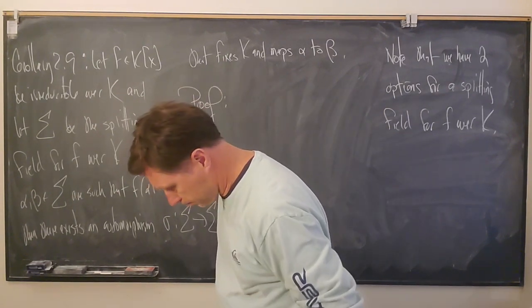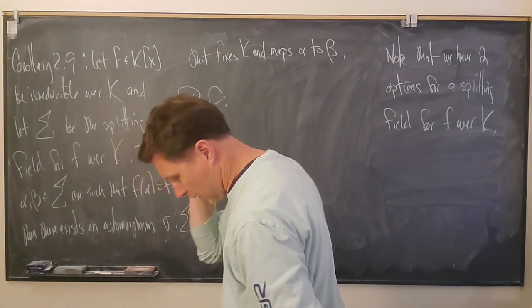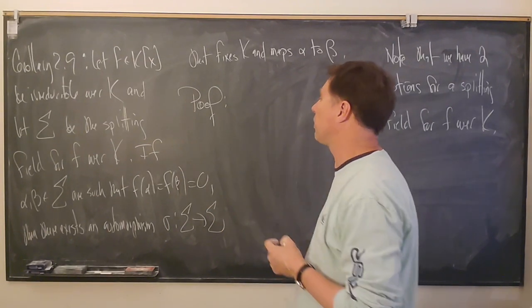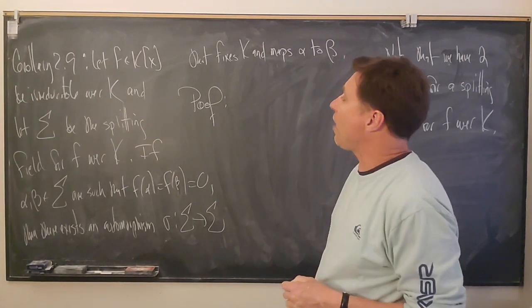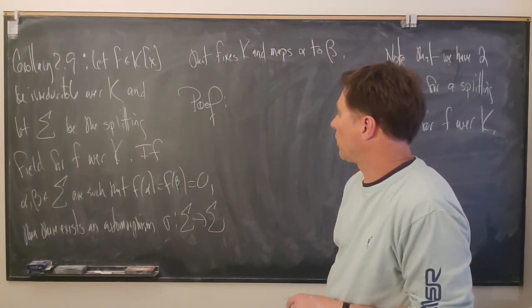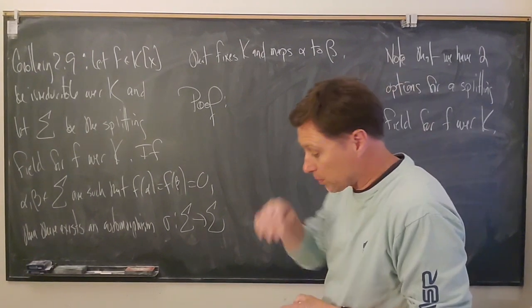Okay, so first, since f is irreducible, it's going to be a multiple of the minimal polynomial for alpha. Oh, and also the minimal polynomial of beta. And since it's irreducible, it's going to be a scalar multiple, not a polynomial multiple.